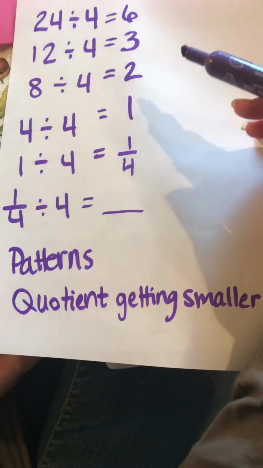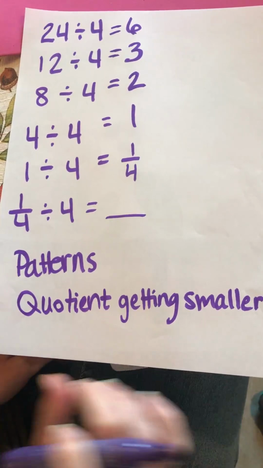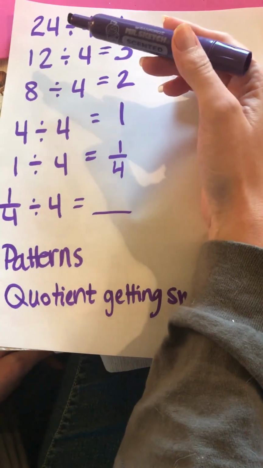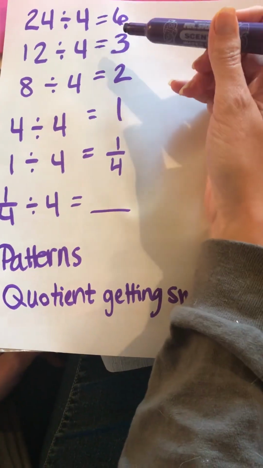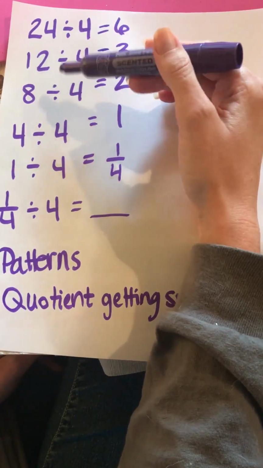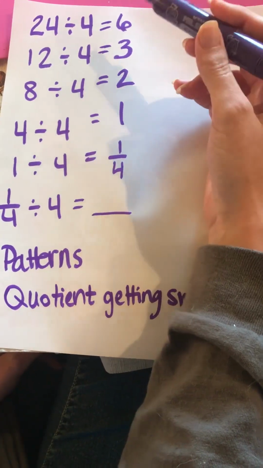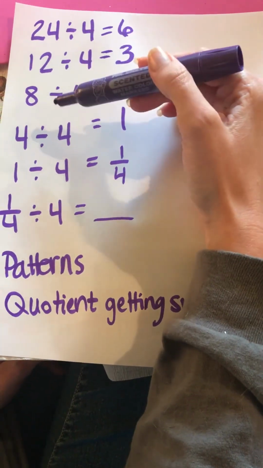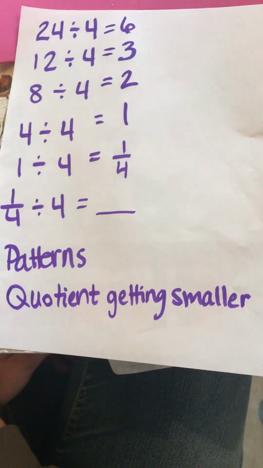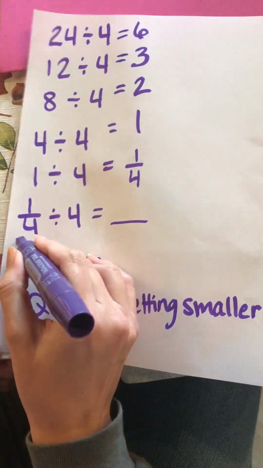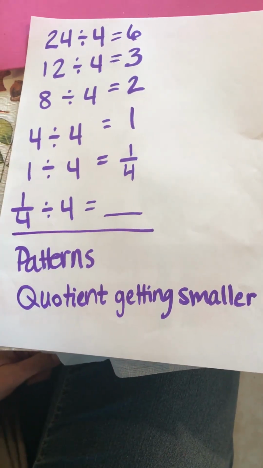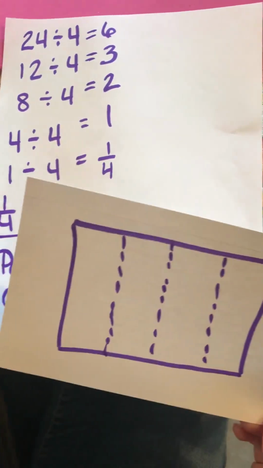And when that happened, you notice the quotient was getting smaller as well. So when the number that I have to share gets smaller, then the quotient is going to get smaller. Even though I'm dividing by the same 4 each time, when I have a smaller amount to share, then they're going to get a smaller amount. So with this last one, 1/4 divided by 4, we're going to look at a model to kind of help us with the answer on it.